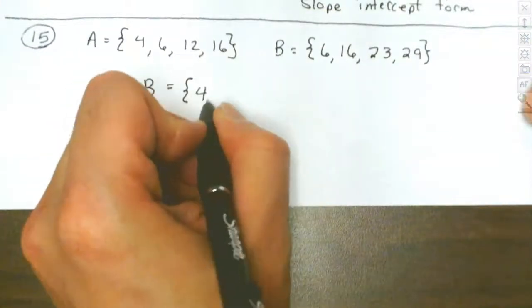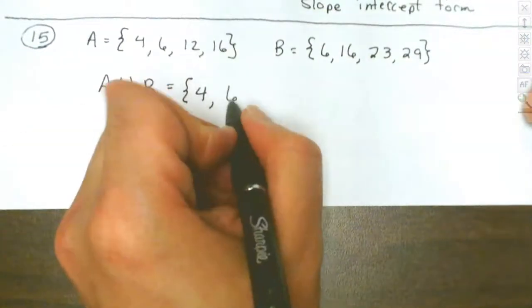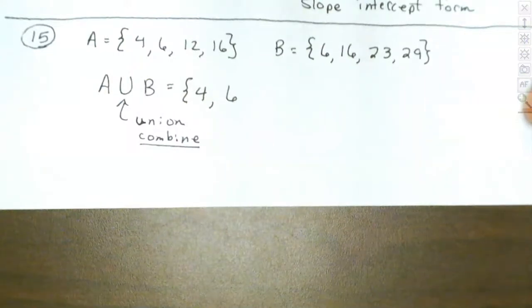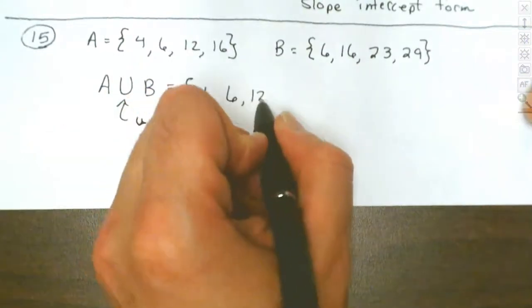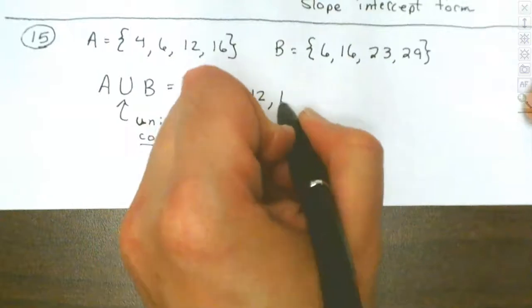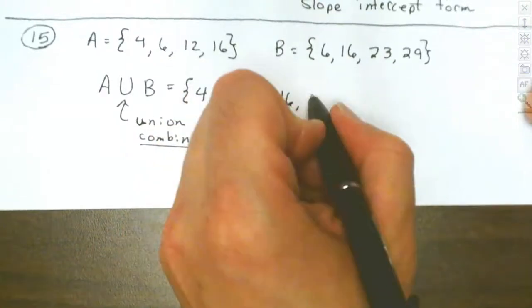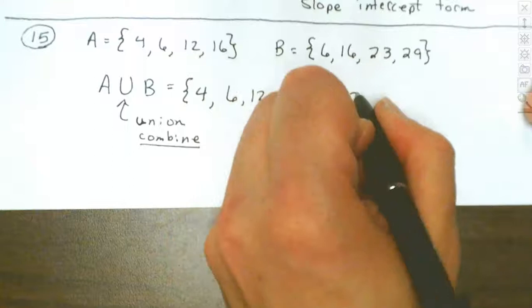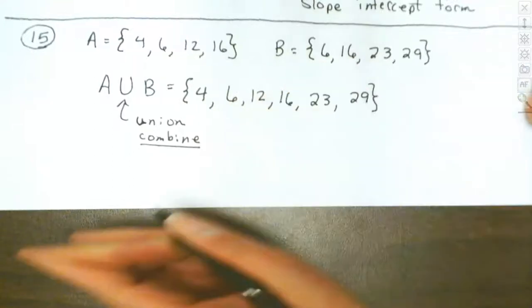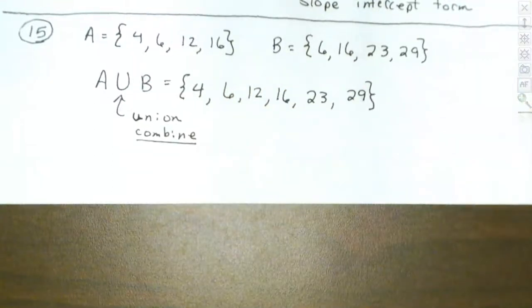Well, combining them, we get a 4. The 6, we only write that 6 one time. Then we've got a 12. The 16 gets written one time. 23 and 29, right? So that is A union B. Put them together. That's it. One of the easiest questions on your final will be this type of question. Different numbers, that's it.